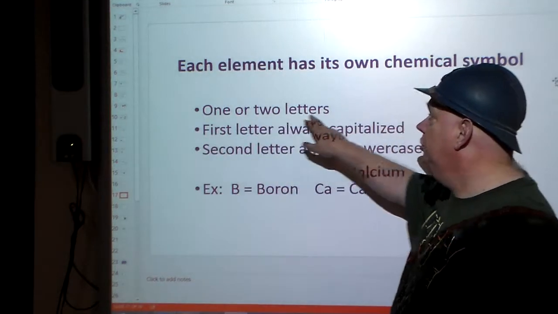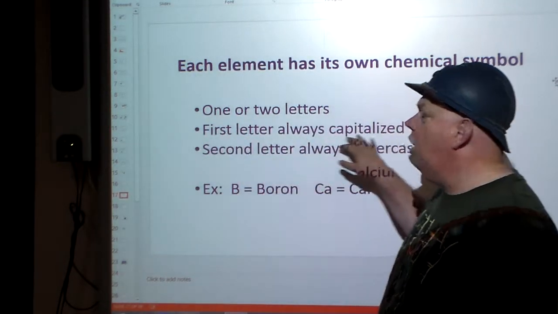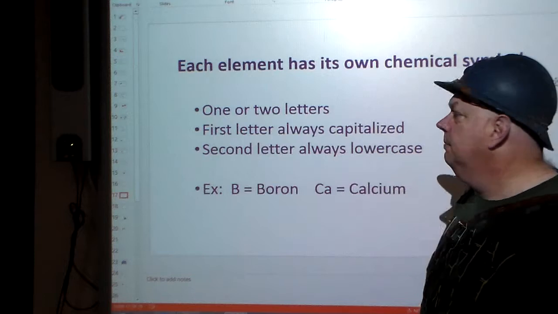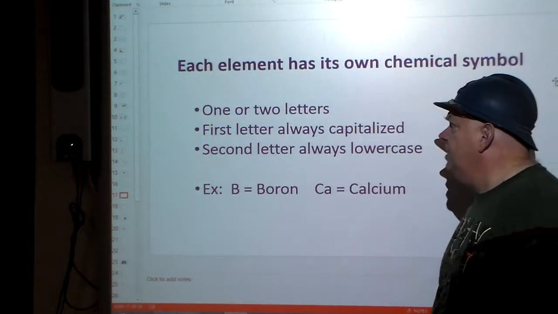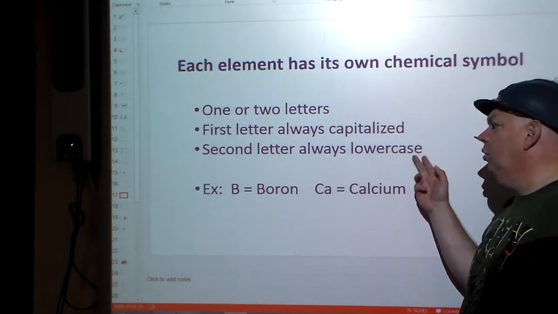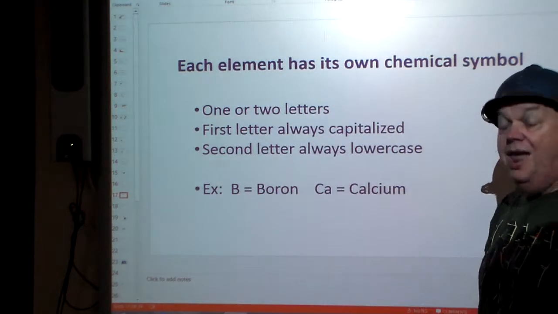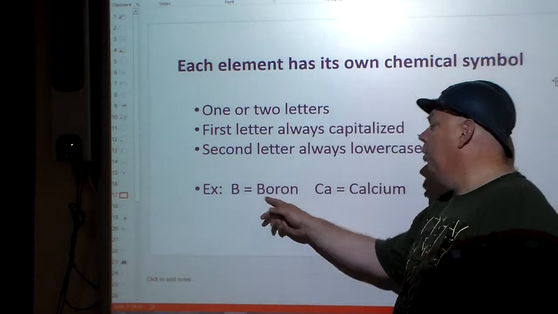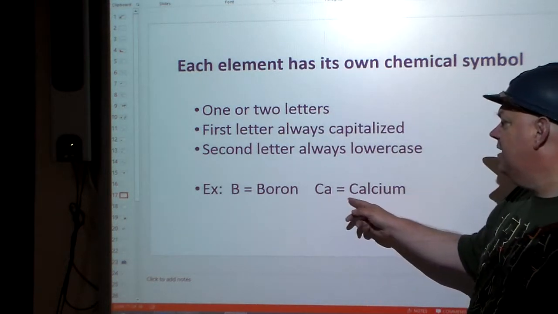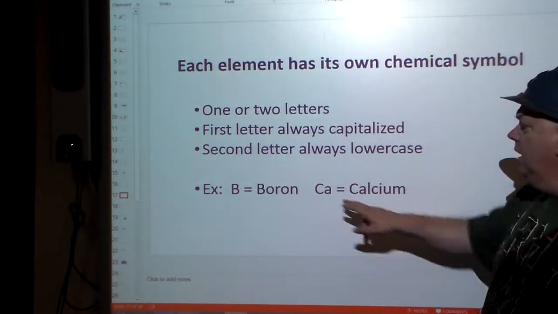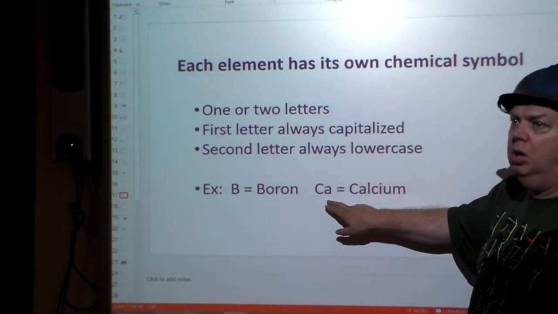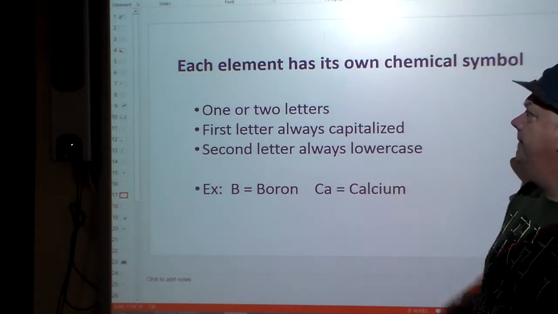It can be one or two letters. The first letter is always capitalized. Okay? It just is. And the second letter will always be a lowercase. So, for example, here, B is for boron. Not boring. Boron. Ca here is calcium. Notice that the A is a smaller case A, a lowercase a.